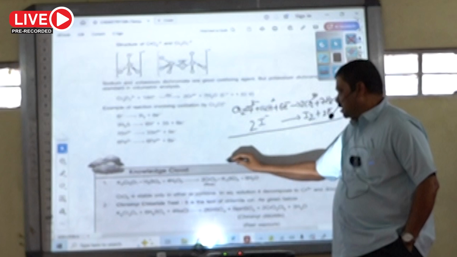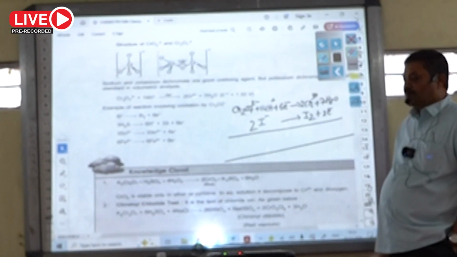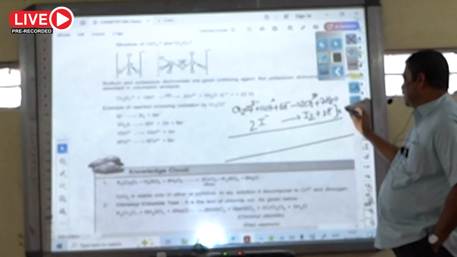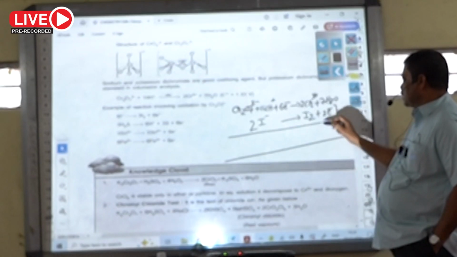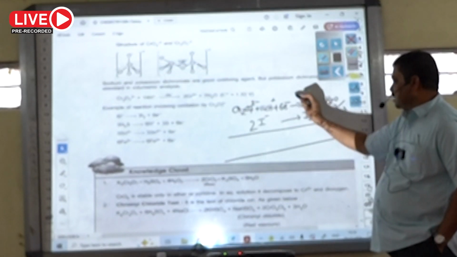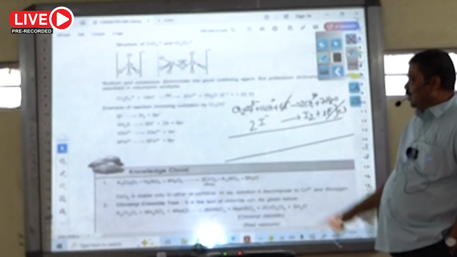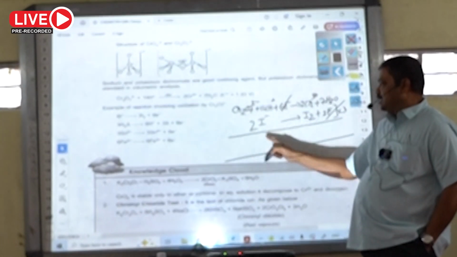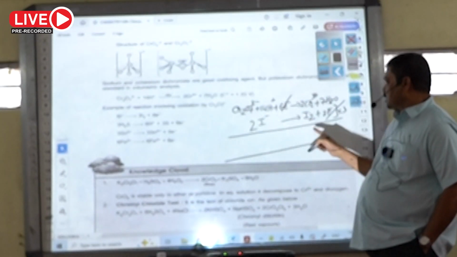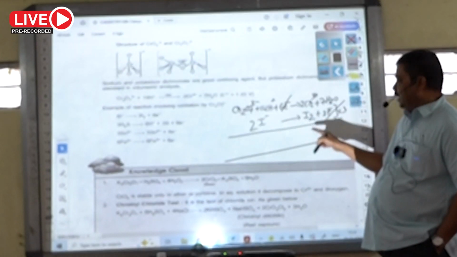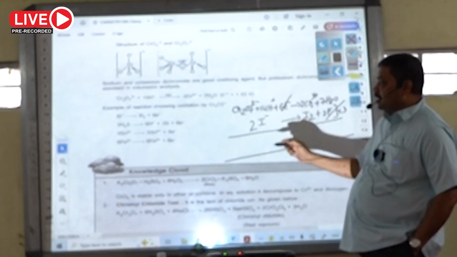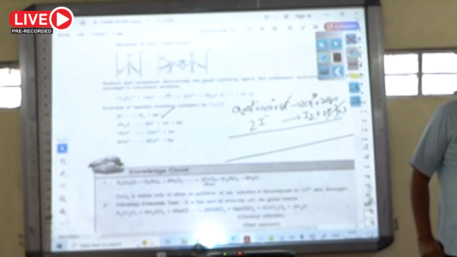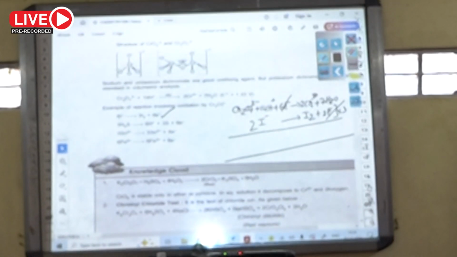If you add these 2 half reactions, electrons must be cancelled. That's why I am multiplying this equation with 3, so that the electrons become 6. 6 electrons cancel. So what is the net reaction? Cr2O7 2-, 14H+, 6I- gives rise to 2 Cr3+, 3I2, 7H2O. That is shortened in the form of this. So dichromate oxidizes I- to I2.